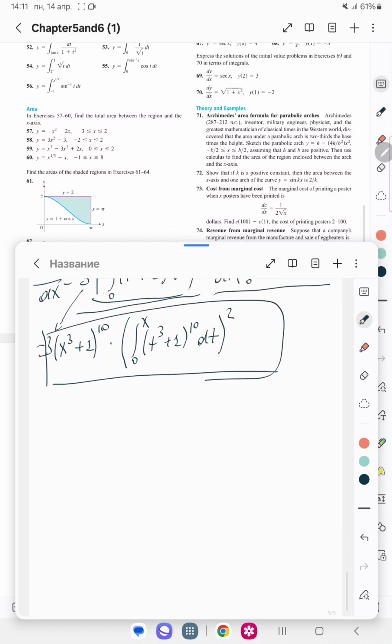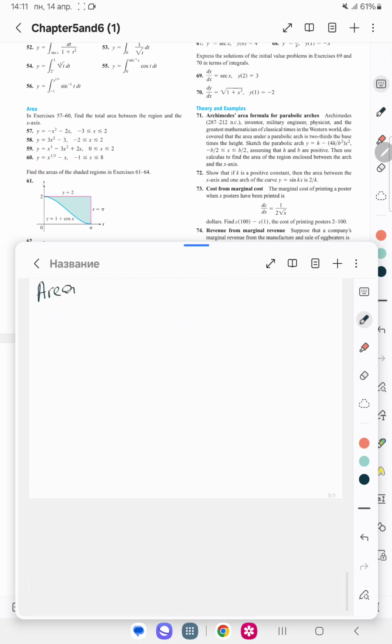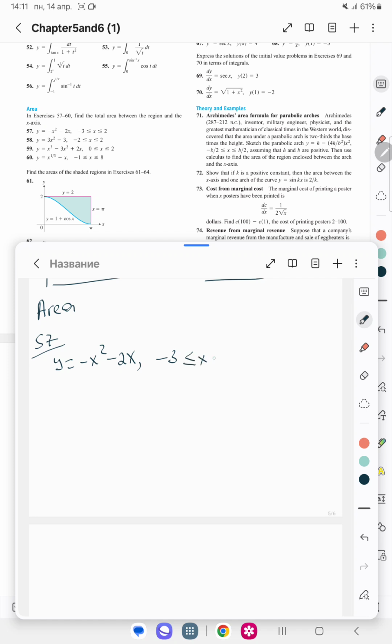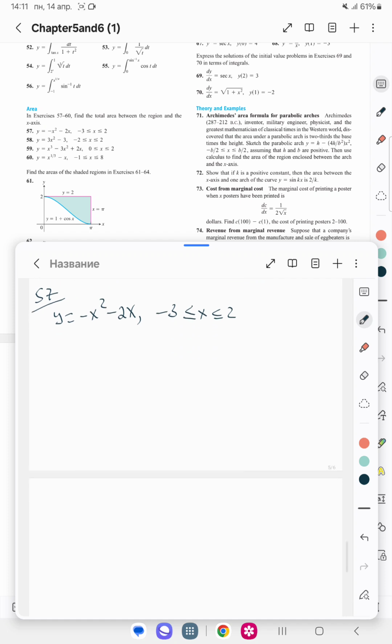Now let's solve an area problem. Find the total area between the region and the x-axis. For example, let's do 57. The function is minus x squared minus 2x from minus 3 to 2. What I'm going to do is just write the integral, with upper bound and lower bound, and then the function inside.